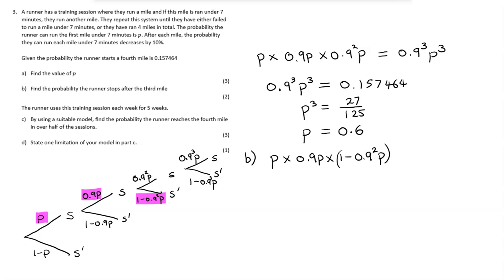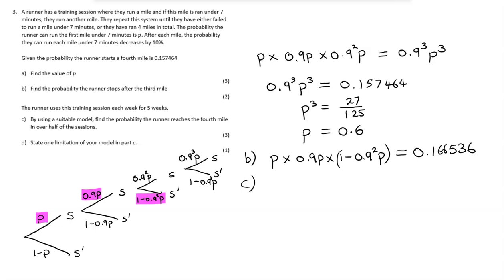And when we do that, with our value of p being 0.6, we get 0.166536. Okay, we could simplify that a bit. As long as you work into at least 3 significant figures, that's fine. Then we're told the runner uses this training session each week for 5 weeks. By using a suitable model, find the probability that the runner reaches the 4th mile in over half of the sessions.